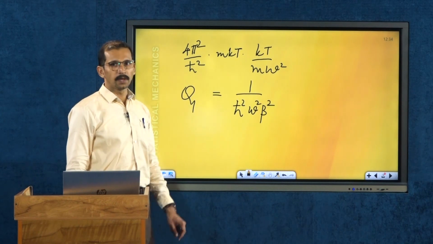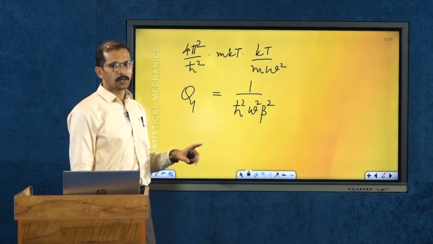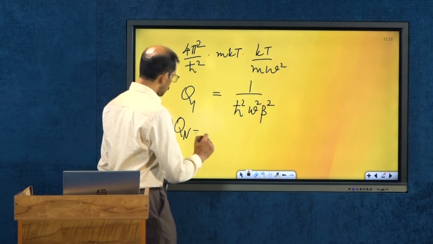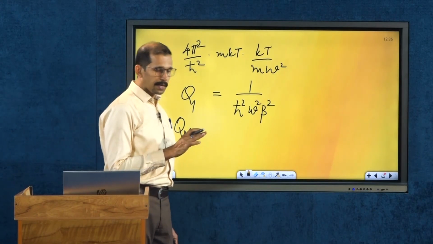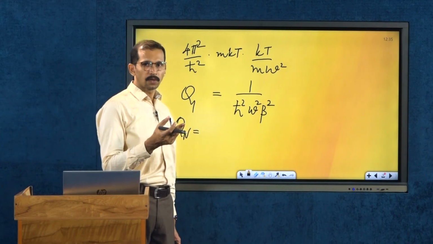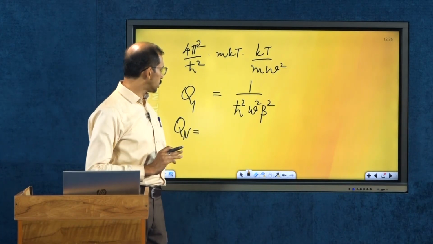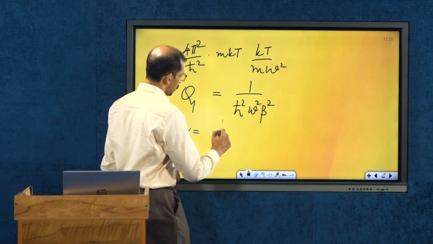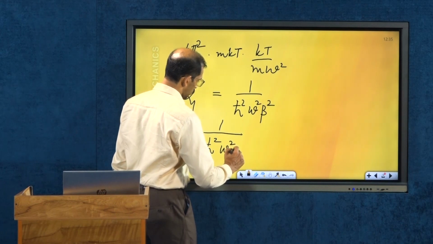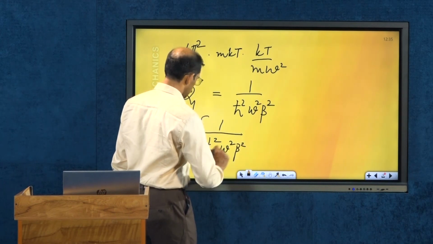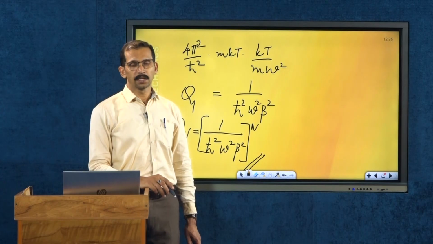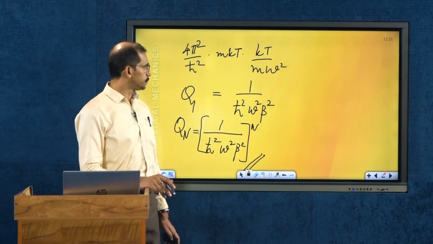Now, the question is what will be the partition function for the entire system of n number of particles, and that I can write as qn is equal to q1 raised to n. Since we are not dealing with a classical ideal gas, we need not account for the paradoxical situation or the indistinguishability of the particles, and therefore I can just simply scale it by n and write it as 1 by h squared omega squared beta squared raised to n. So, this is the partition function for a classical 2D harmonic oscillator.